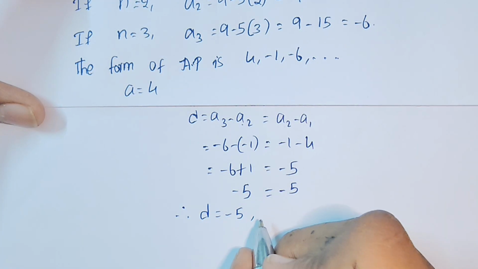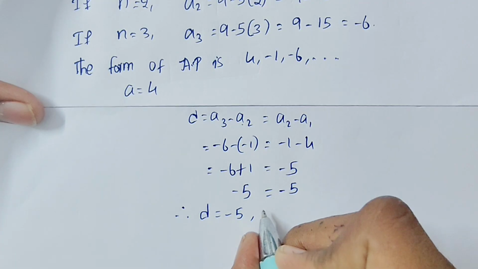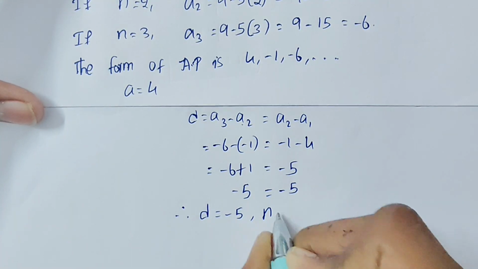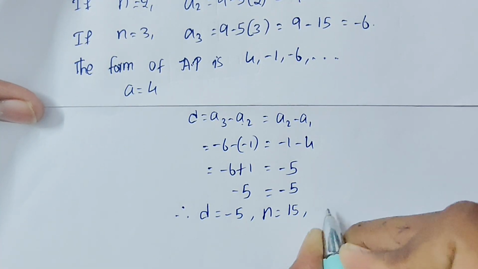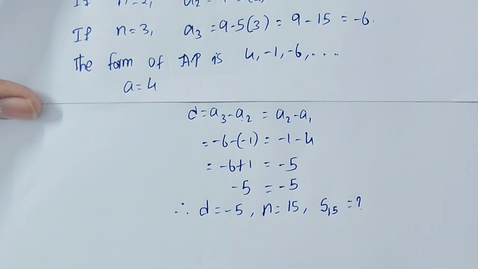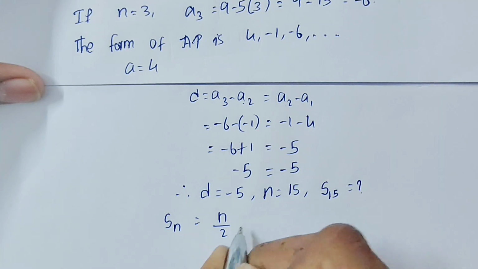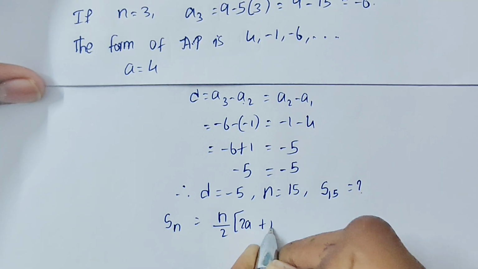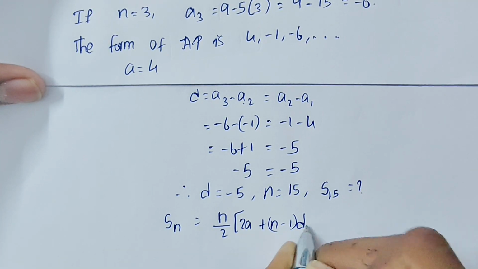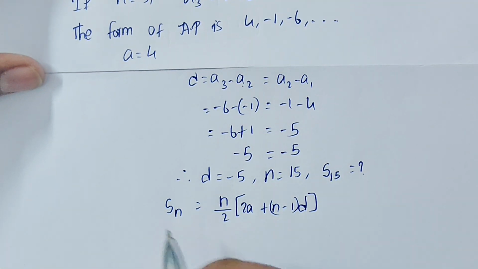He asked in the question to find the S base 15. So the value of n will become 15. So we have to find the value of S15. Understand? Now we know the formula for S base n, that is n by 2 into 2a plus (n minus 1) into d. Understand? Now what he asked is to find the sum of 15 terms.